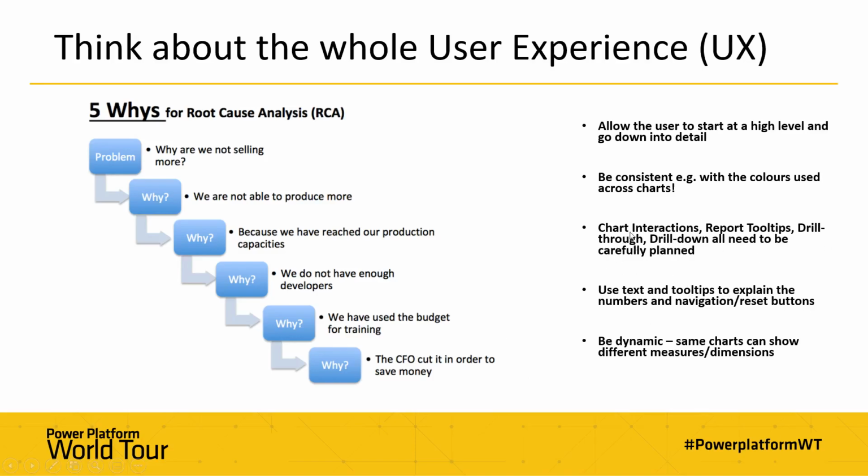So obviously we've got chart interactions, so we select one element of the graph and it filters the rest. We've also got drill through, drill down, so drill through to another page, drill down within a graph. Things like report tooltips that provide that breakdown category when you hover over something. And things like being dynamic, so showing the same chart but having different measures on there. So a disconnected table that allows users to choose different measures or even dimensions, and then those show as required on the graph.